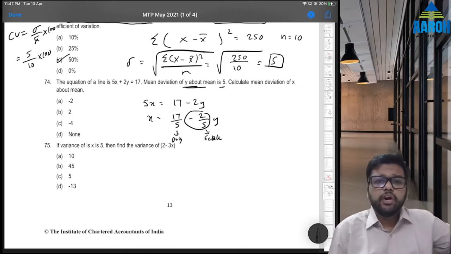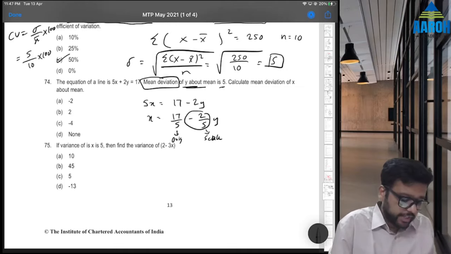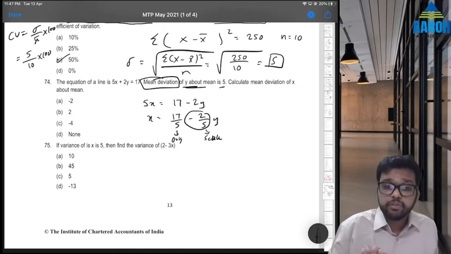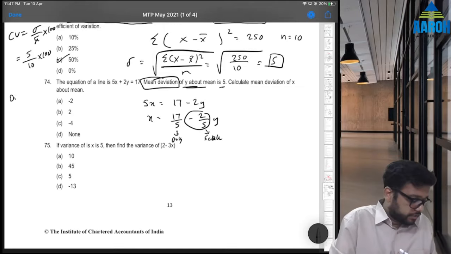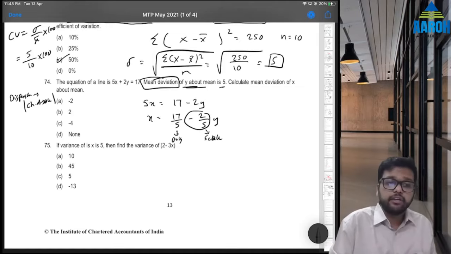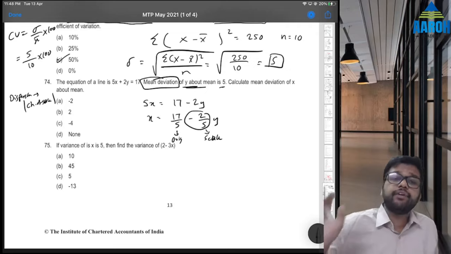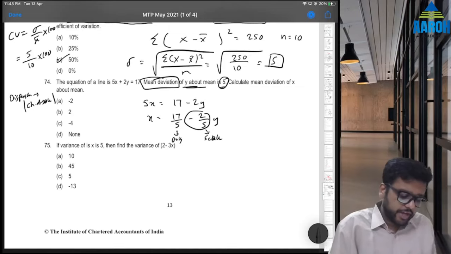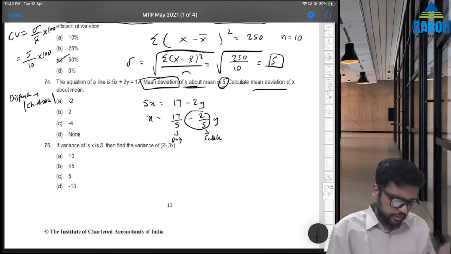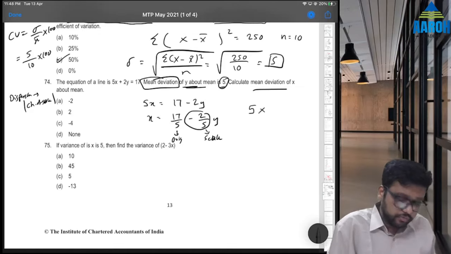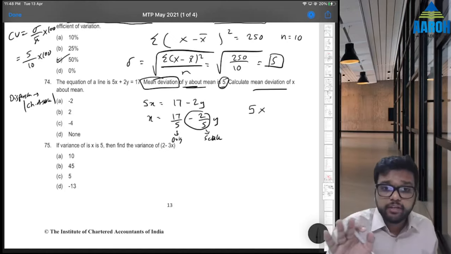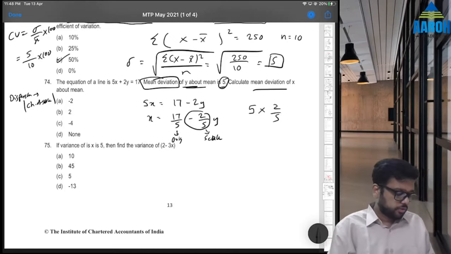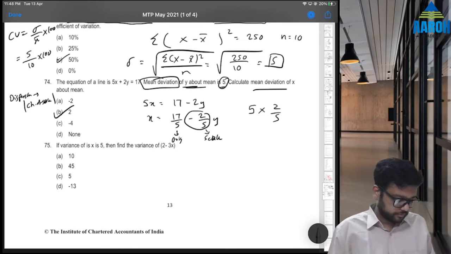Fine. Now mean deviation is affected only by change of scale, positive value. Remember, all measures of dispersion are affected by change of scale, the absolute value of change of scale. And all measures of central tendency are affected by both change of origin and change of scale. Fine. So mean deviation of y is 5, mean deviation of x we have to find. So 5 will be affected only by 2 by 5, positive, not minus. So 2 will be the correct answer, option B.